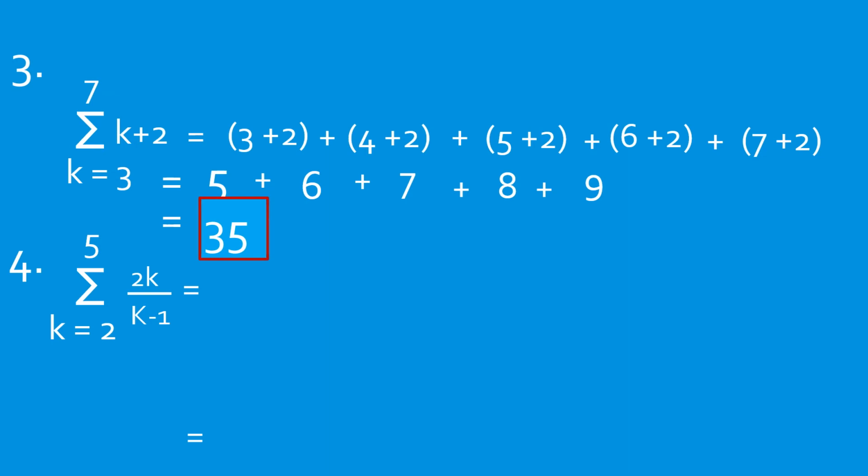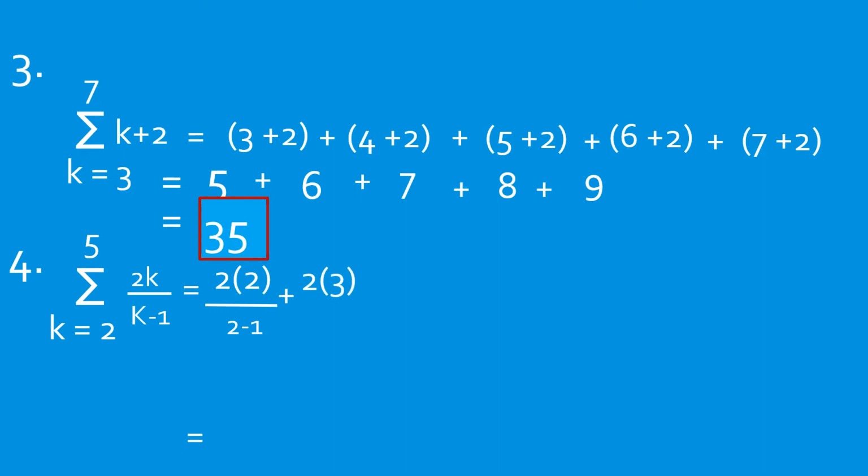Okay, now look at number 4 here. 2k over k minus 1. And again, k, or the lower limit, or the start value of k, is 2, and then it ends with this end value of 5. Okay, so now 2 times 2, that's the numerator, divided by the value of k again, which is 2, so that is 2 minus 1.